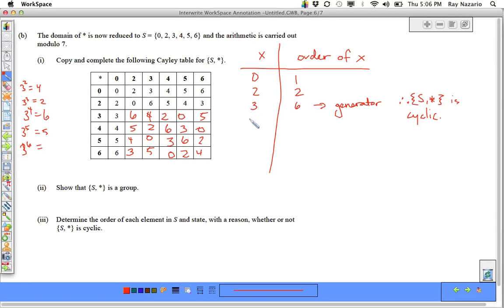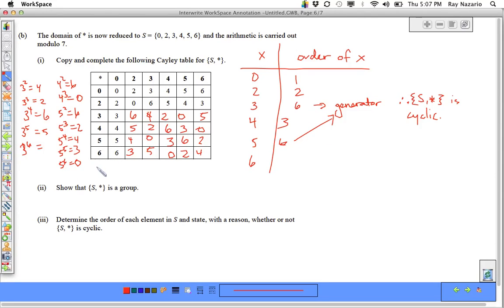We need to find the rest of the orders. 4. So 4 squared, 4 star 4 is 6. 4 cubed is going to be 6 star 4, which is 0. All right, the order's 3. 5. 5 squared is 6. 5 cubed is 6 star 5, is 2. 5 to the 4th is 2 star 5, which is 4. 5 to the 5th is 4 star 5, which is 3. So this one's also going to be 6. That's another generator.